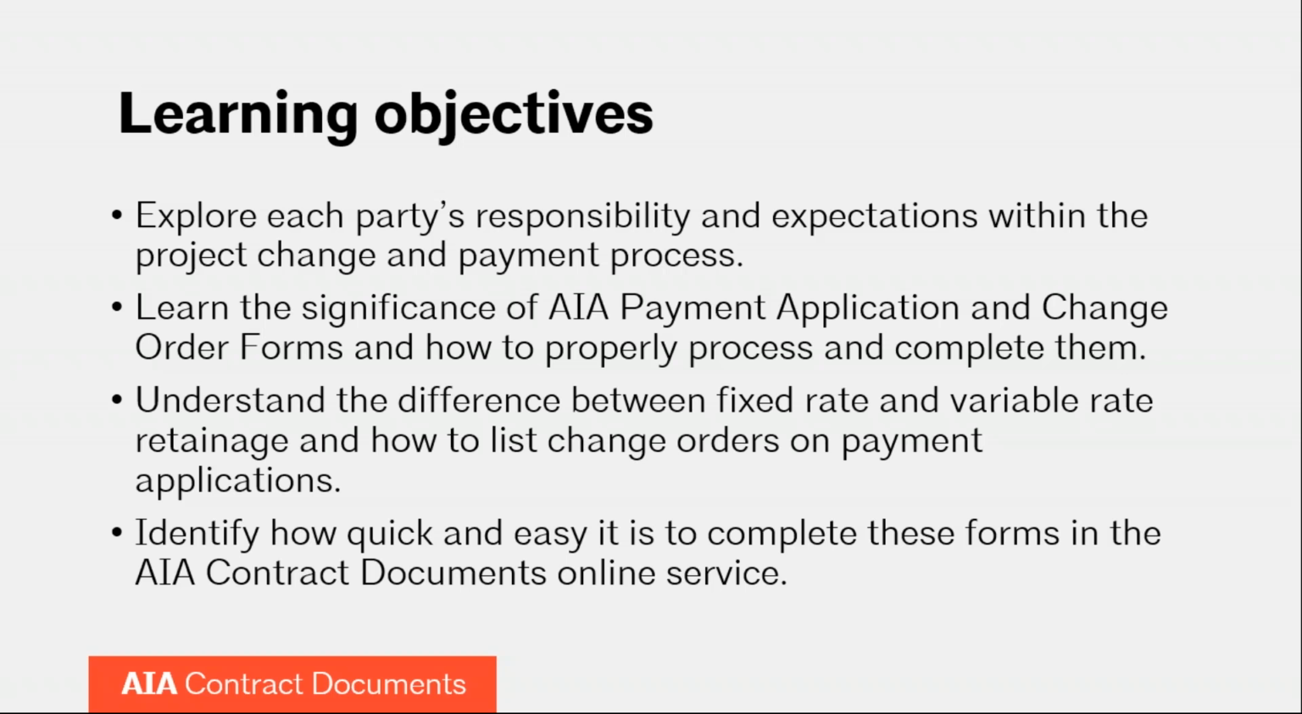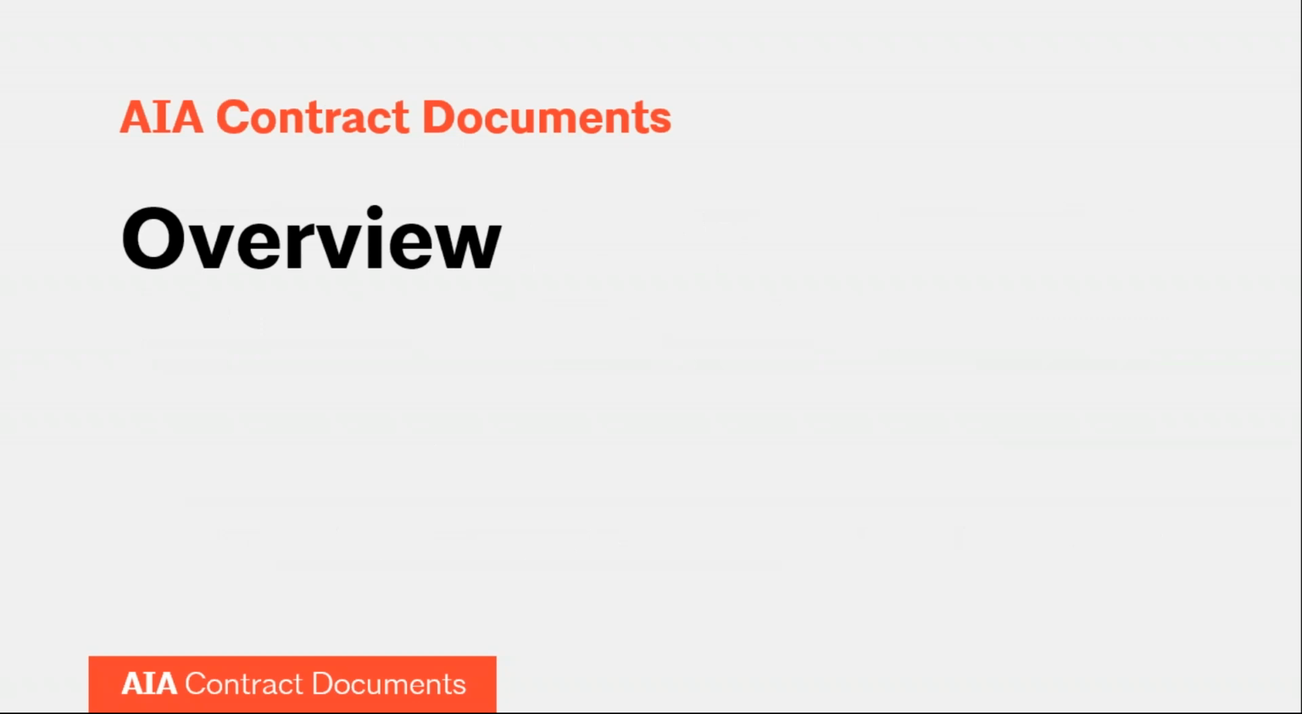Basically, fixed rate is when you have one rate that applies to everything. Variable rate is when you have multiple different rates, or one different rate standing out from all the others. But we'll go over that in more detail as we go through this program. So hopefully at the end you'll have a better feel for how quick and easy it is to complete these documents and how you can use them in your practice.